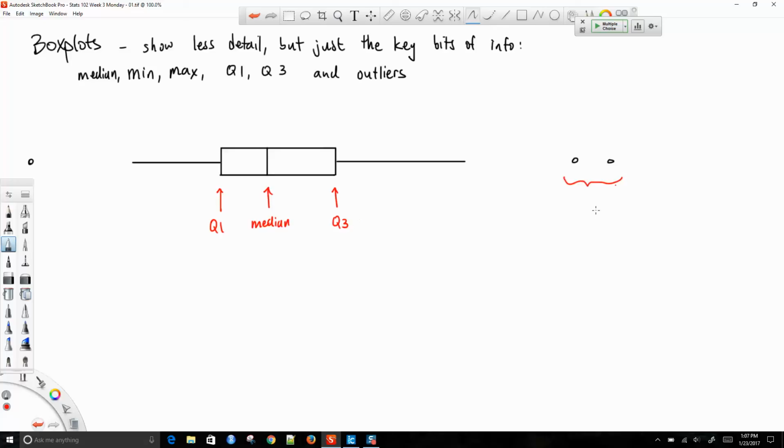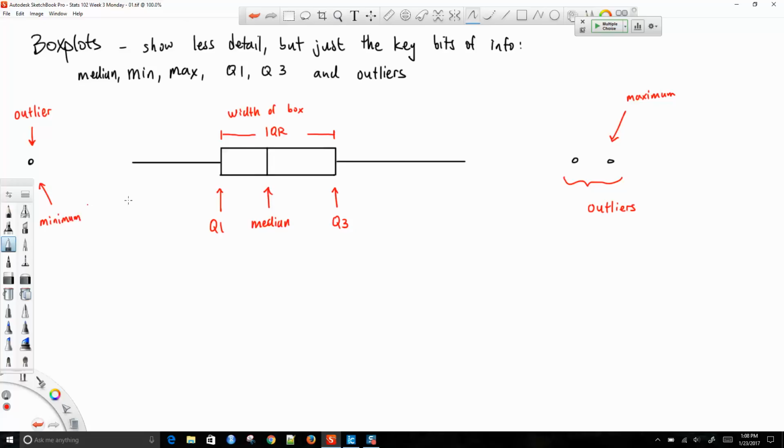Data out here, these are outliers. This would also be an outlier. What is the width of the box? The width of the box is the IQR, right? IQR is Q3 minus Q1, so therefore the width of the box is that. This here is the maximum because it's the highest value over here. This would also be the minimum.